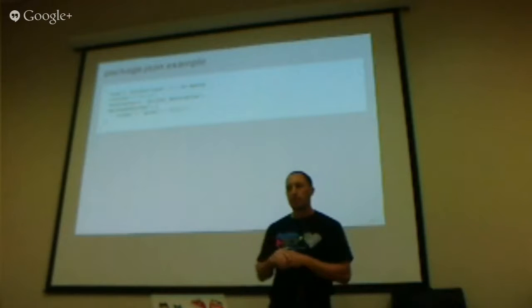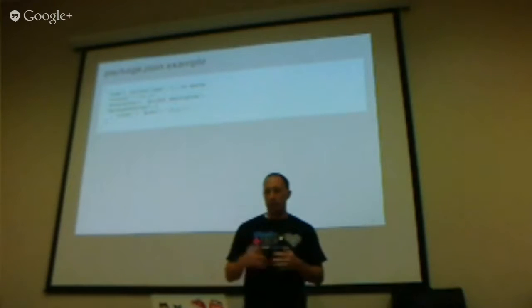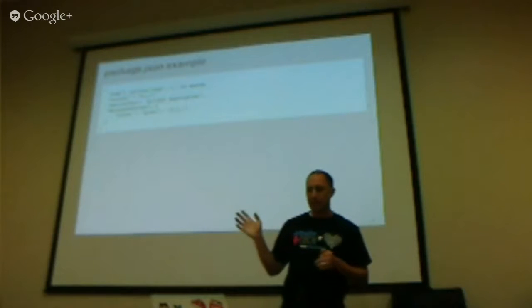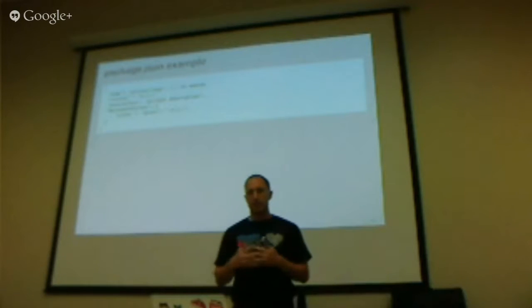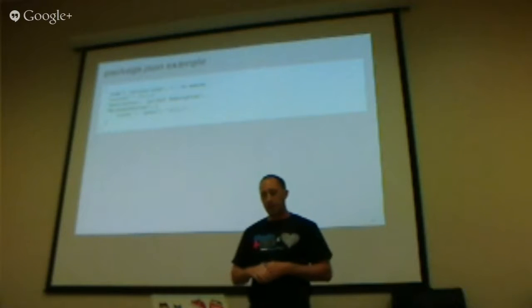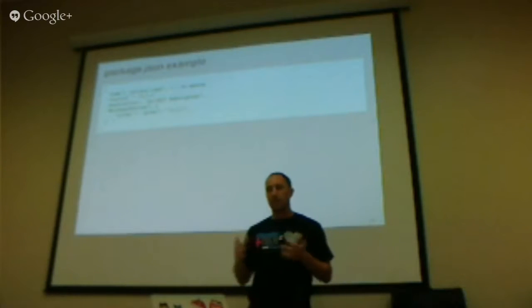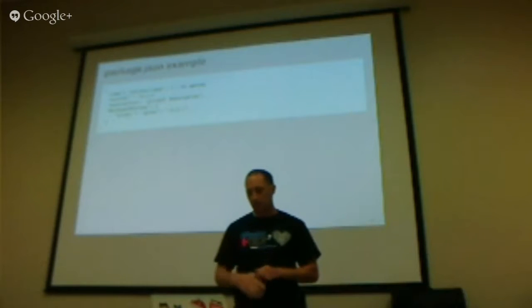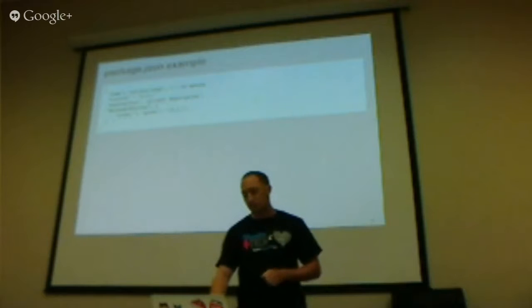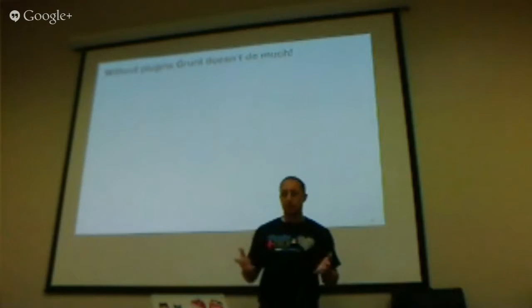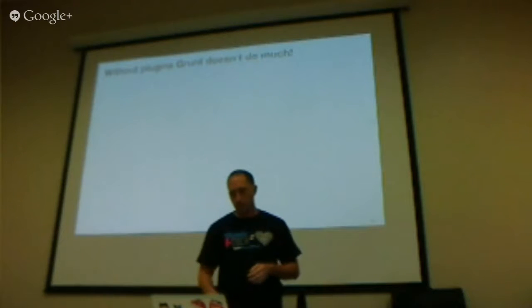Here's an example of a package.json file. It has a project name, and it's important to note that the project name itself can't have spaces in it. It will fail if there are spaces in the project name. It has a version number, a description, and then these devDependencies here are actually where your Grunt plugins are going to go. So here we just have a dependency of Grunt. This project really isn't going to do much.